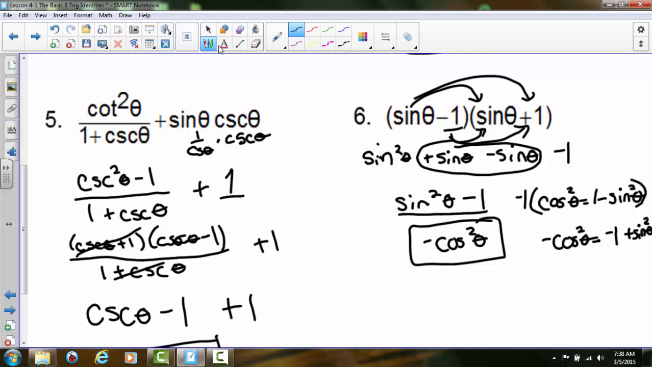All right. That brings us to the end of our notes. I would like you to work on assignment 4-1, which is using these 8 trig identities to simplify just as we've done with these last examples.